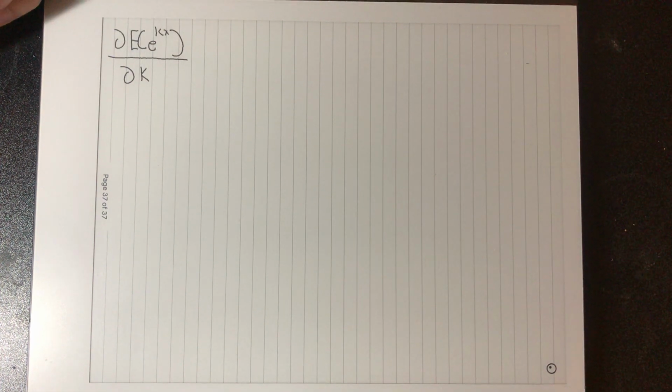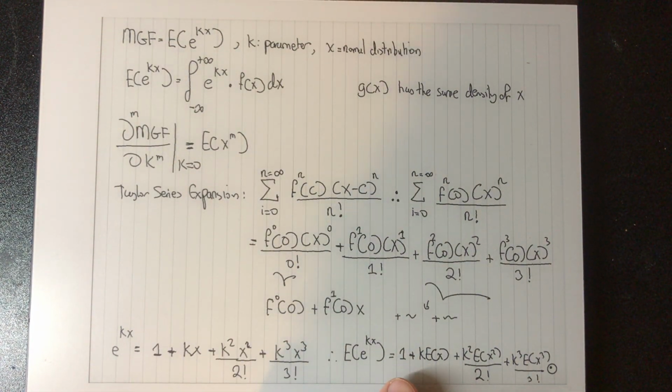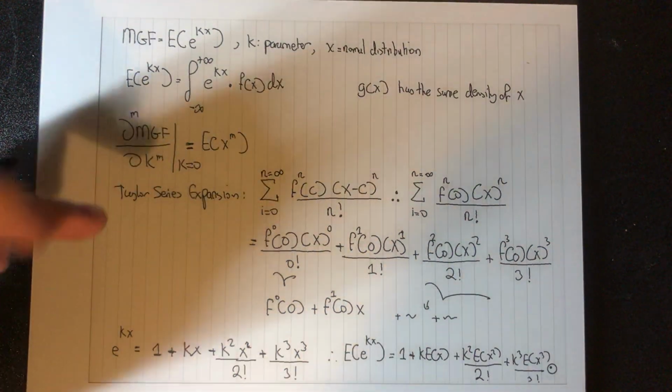So we will take the derivative of the expectation of e to the power of k multiplied by x. And for starters, we will take it with respect to the first derivative. So looking back over here, if we take the derivative of this with respect to k, the 1 will simply lead us to 0. If we take the derivative of this with respect to k, we would be left with the expectation of x.